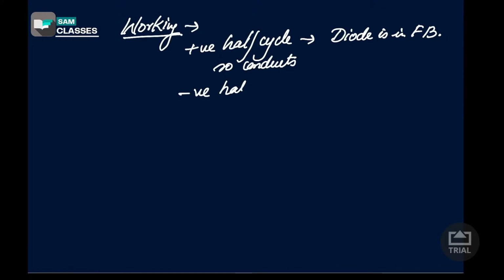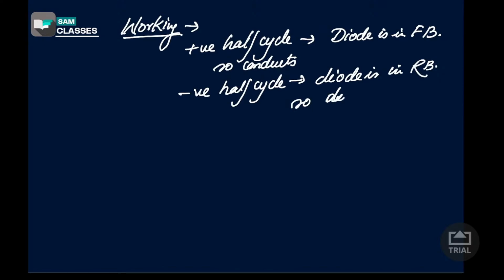Chalo. For negative half cycle, 1 or 2 can be exceptional also. Okay. Diode is in reverse bias, so it does not conduct. Clear?